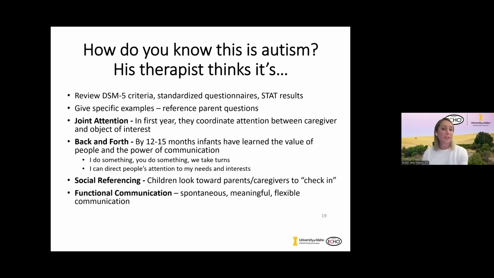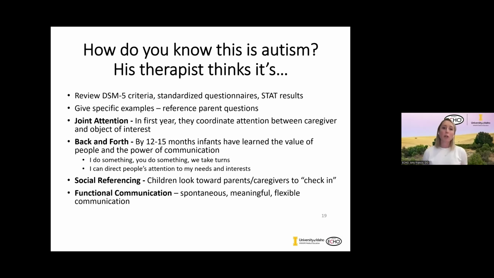How do you know it's autism? His therapist thinks it's... And I'm not picking on therapists. It could be a teacher, it could be grandma, it could be anybody. But you will get this question. So everybody is learning through this program how to map symptoms onto the DSM-5 criteria. So it's really great to go over that with families if you have time. Review the standardized questionnaires with the family, like the SRS, as Angie said today. The SRS matched exactly what the parents were saying. And it's a more standardized way of reviewing parent responses. And then, of course, the STAT results. Give specific examples and reference the parents' questions.